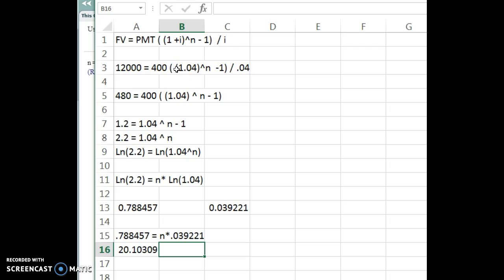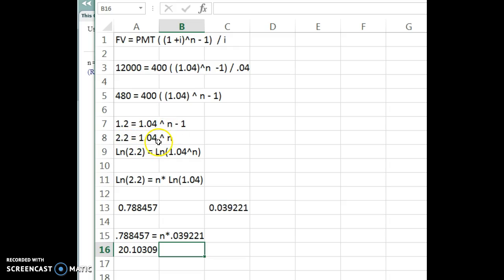So the first step to do that is to multiply both sides by this 0.04. So it'll cancel out on the right side and you'll get to here. And now we need to divide both sides by 400. So we'll just be left with this bit. So you get to here. And so now we just have this, so we need to add 1 to both sides.